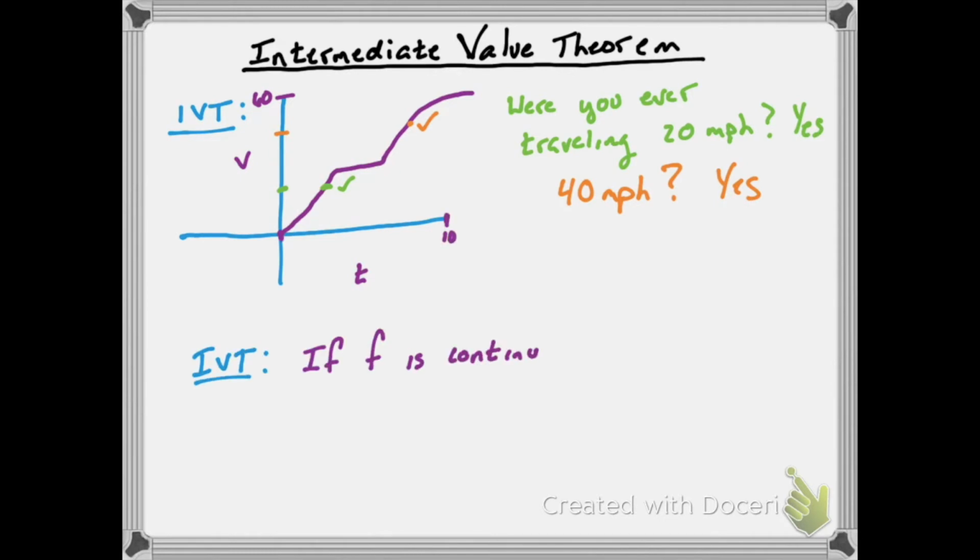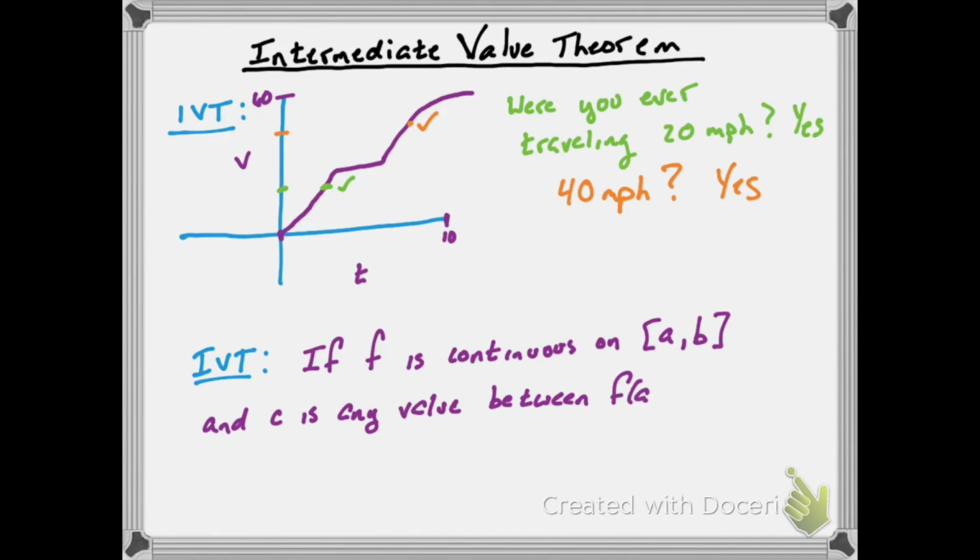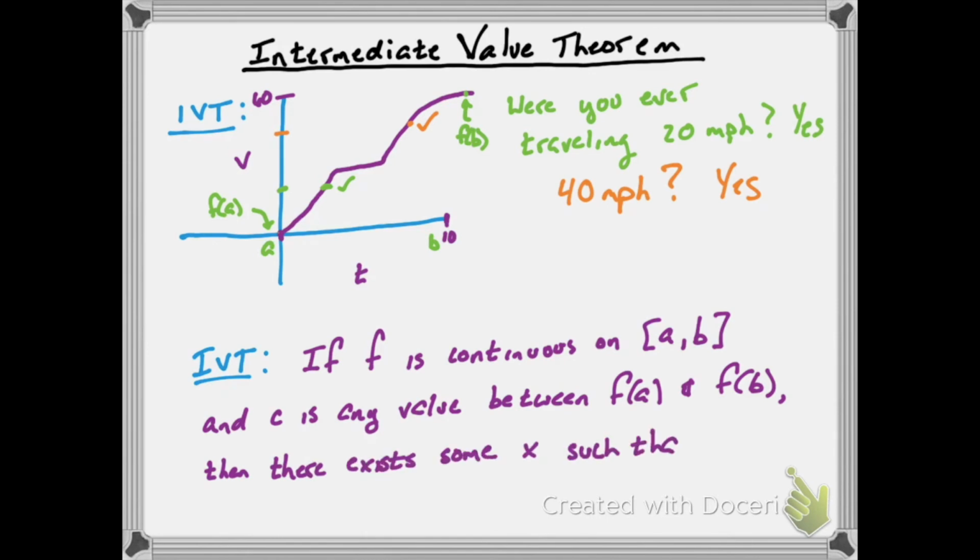For the IVT, what is required is we need to make sure that our function is continuous on an interval from a to b. We can illustrate that by adding an a and a b in here to our diagram above. We'll say f of a is at the beginning and f of b is at the end up here. Then the IVT states that if c is any y value between f of a and f of b, or in our case 0 miles per hour and 60 miles per hour, like we used 20 or 40 above, then there has to exist some x, or some time, in between a and b such that f of x is equal to that c value.